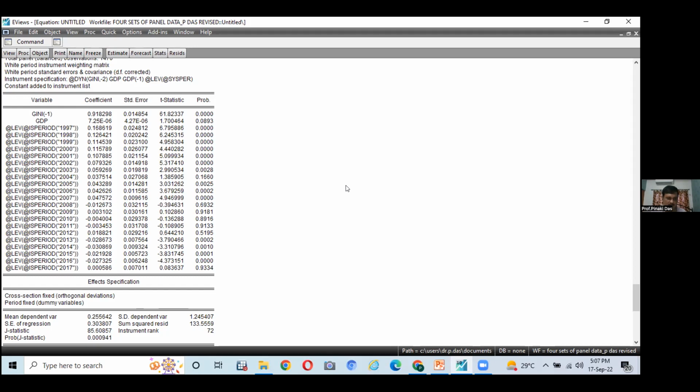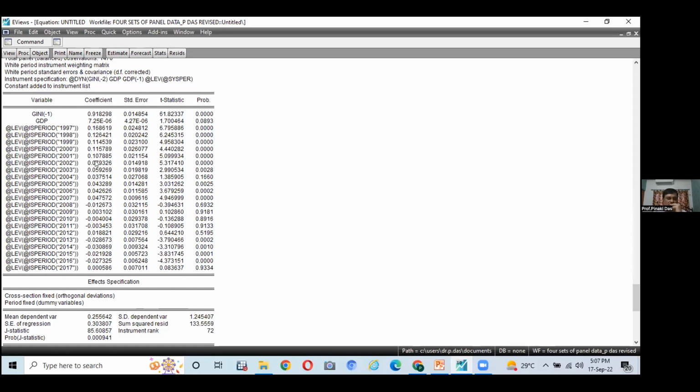So it's greater than N. It is 72. If the number of cross-section observations is relatively small, then obviously the instrument rank is lower than the estimated coefficients. Here the estimated coefficient is 20 plus 222. If the number of observations is relatively small, then the instrument rank is not greater than the number of estimated parameters.